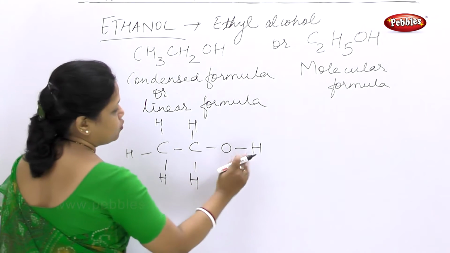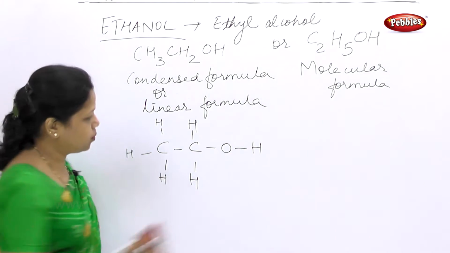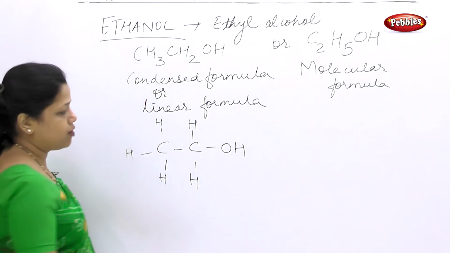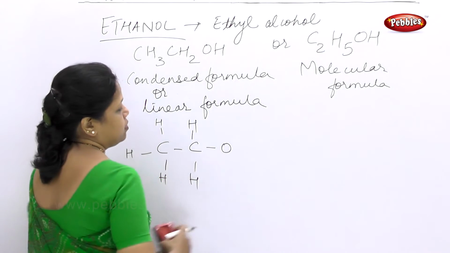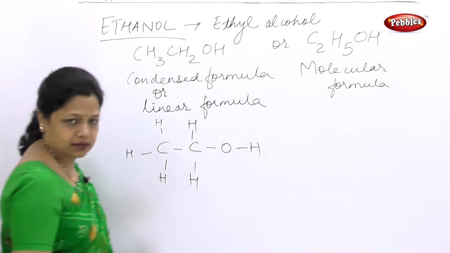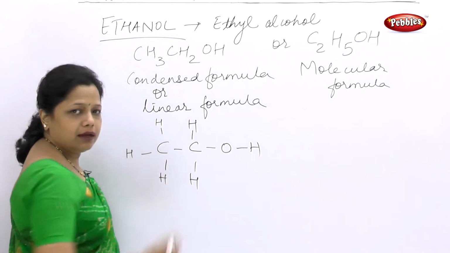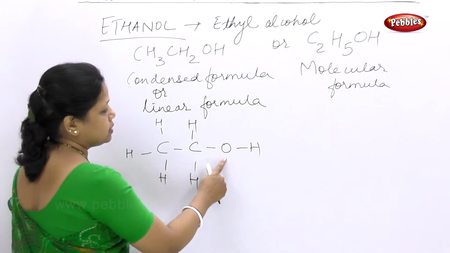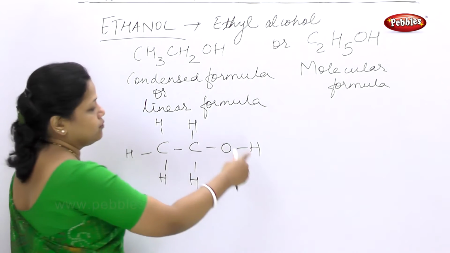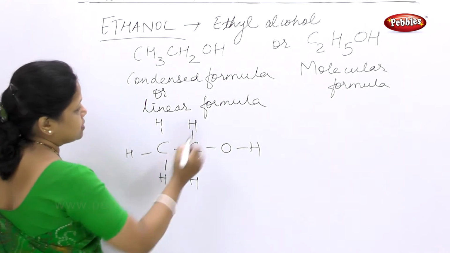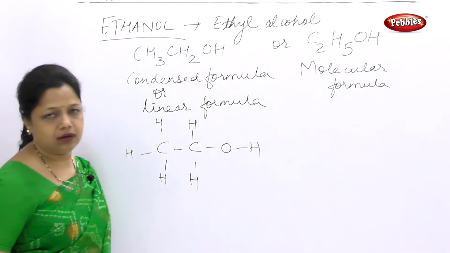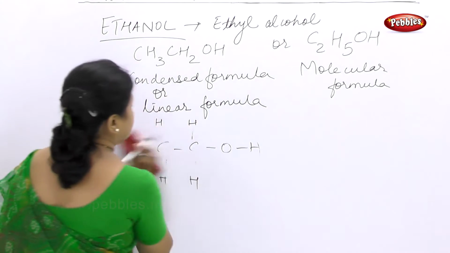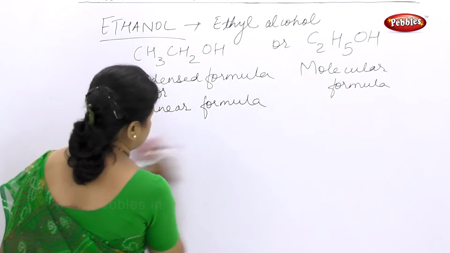Now I have drawn it. You can write the OH group continuously also, that is also correct. But if you want to show the formation of a bond between O and H, we have to show a line like this, because oxygen is an atom which needs 2 electrons to complete the octet. So oxygen is getting 1 electron from carbon and 1 electron from hydrogen. So this is the structure of ethyl alcohol. Now if I know the structure, what are the properties of ethyl alcohol? Let's see.